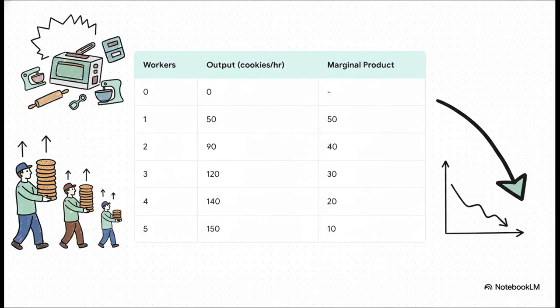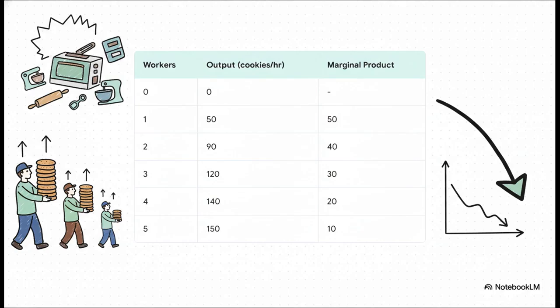This is so important. With 0 workers, you get 0 cookies. Makes sense. When she hires her first worker, output jumps to 50 cookies an hour. So the marginal product, the extra output from that one worker, is 50. Now watch what happens with the second worker. Total output goes up from 50 to 90. So what's the increase? It's 40. That's the marginal product of the second worker.